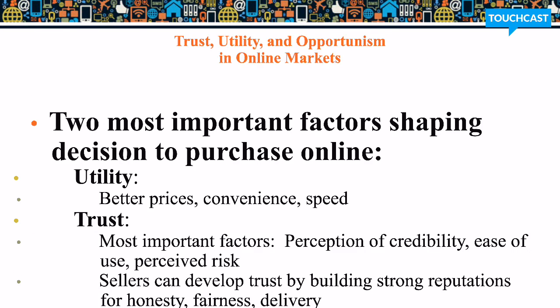As we mentioned, for these types of shoppers, the two most important factors that shape the decision to purchase online will include, of course, the utility of it and the trust factor. Utility has to do with whether the price is really better. Is this really bringing me more convenience? Is this faster than going to a store?